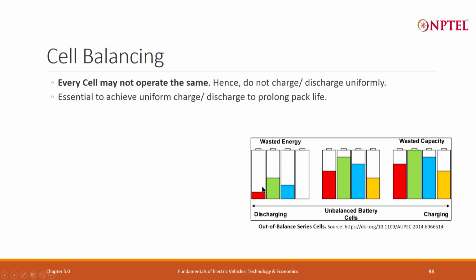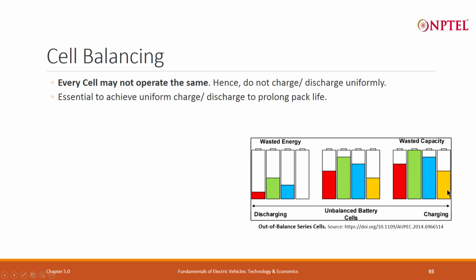So, it will stop or open the contactor, so that no current can go outside. However, you still have energy left here. If you can distribute equally all the energy available in all 4 cells, you still have maybe some 20% energy left. But since one cell has already discharged, the rest of the energy gets wasted.